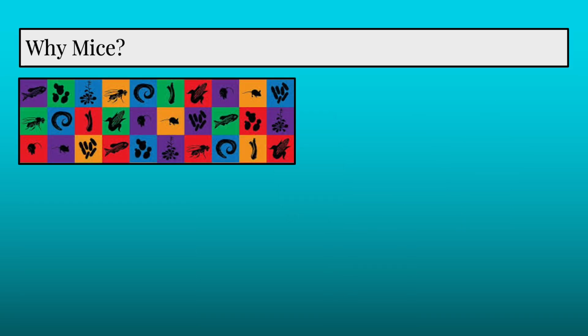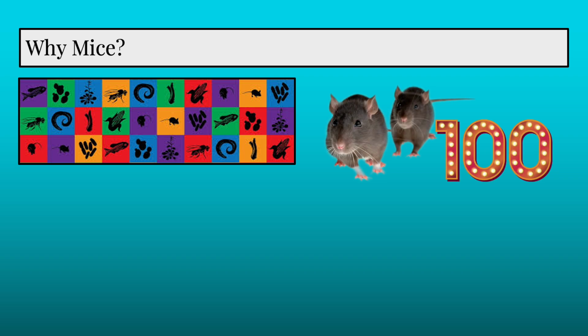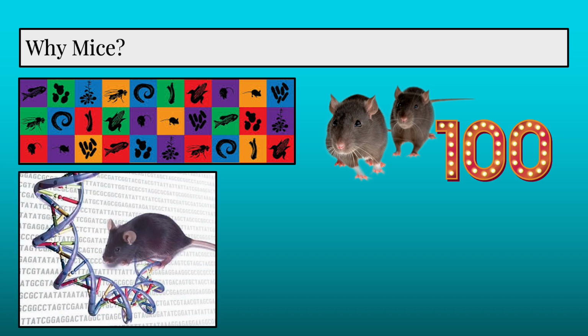There are various model organisms used in science, such as mice, zebrafish, and fruit flies. However, mice have been especially fundamental to biological research for more than 100 years. There are multiple reasons why mice are so heavily used in science. Firstly, they are incredibly similar to humans genetically.